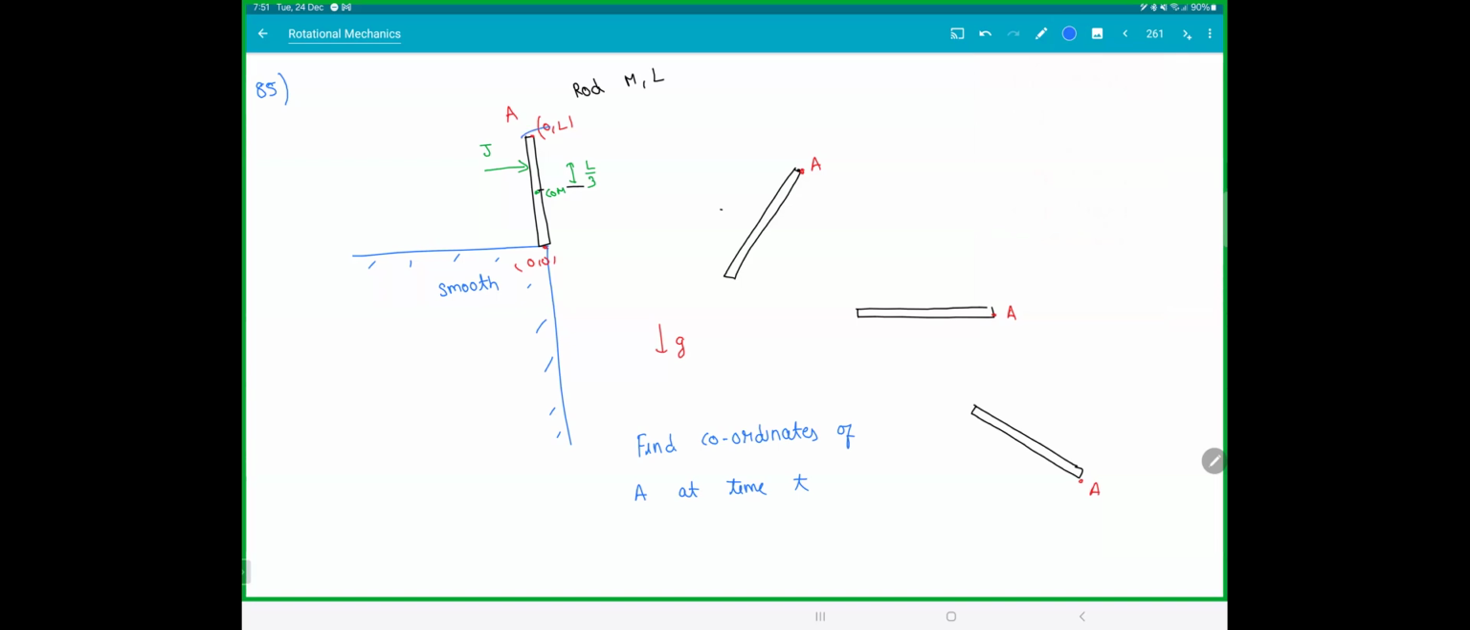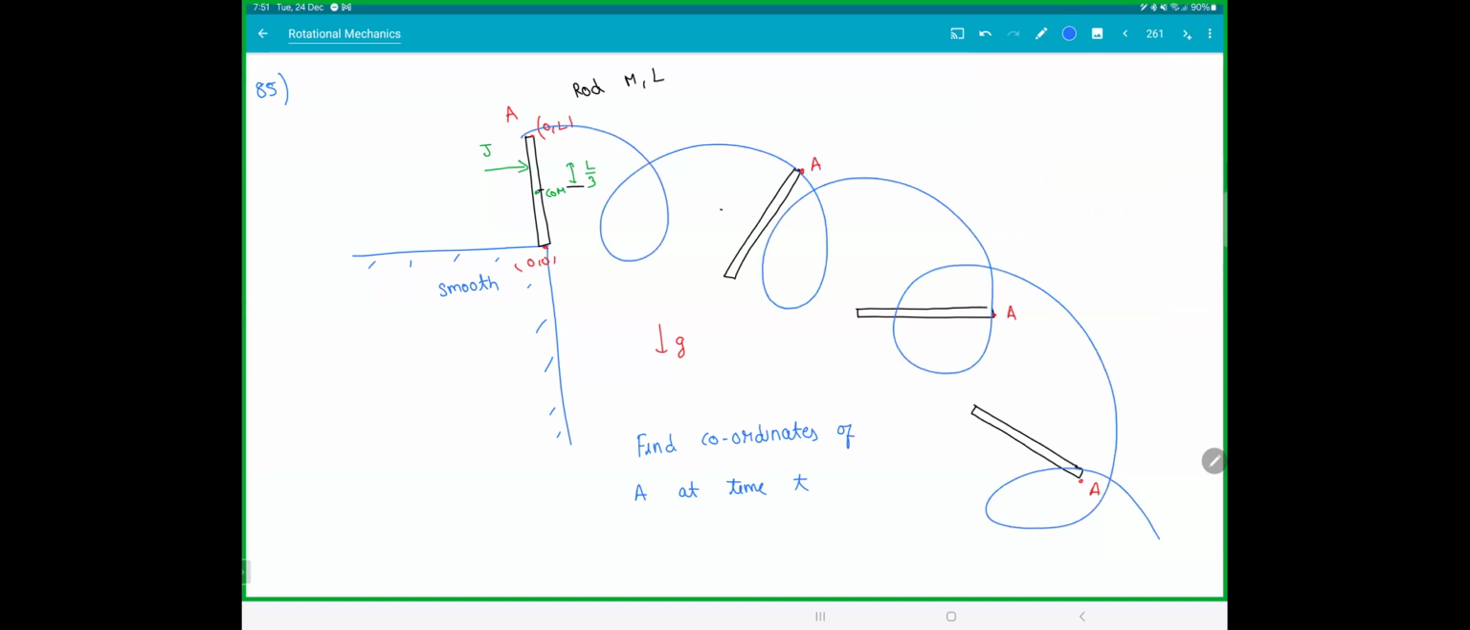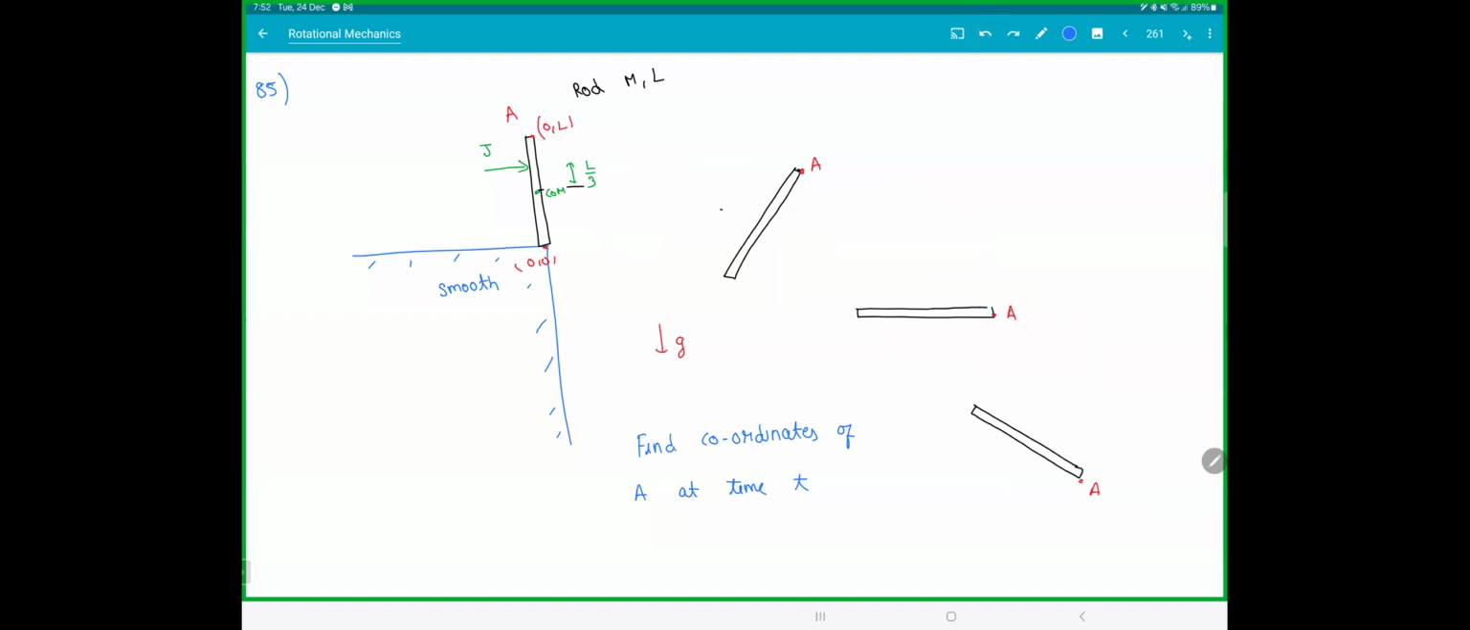If you look at this path of A, A is actually going like this. A is not going normally. The rod is rotating and translating. Find the coordinates of point A.